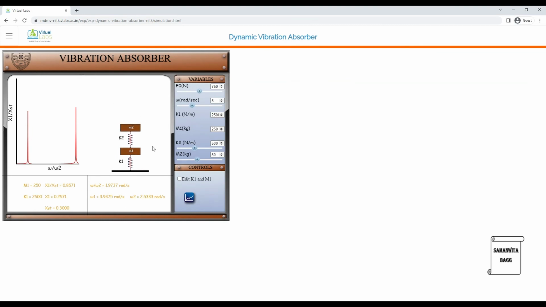So here is the simulation tab. Let's set the value of omega. We can also set K1 and K2. You have to just click on edit K1, K2. So let's set the value of K1 and M1. You can see here it determines the amplitude of displacement shown in the graph. We can also change K2 and M2, and this is the graph of x1 upon xst. You can just change and check these values. If you click on this, you will get the graph of x2 upon xst.